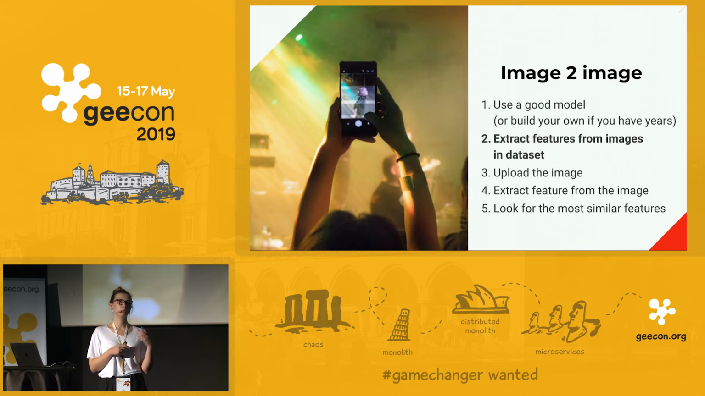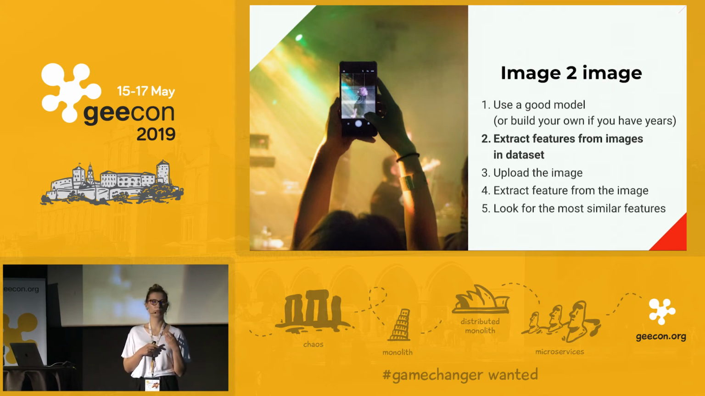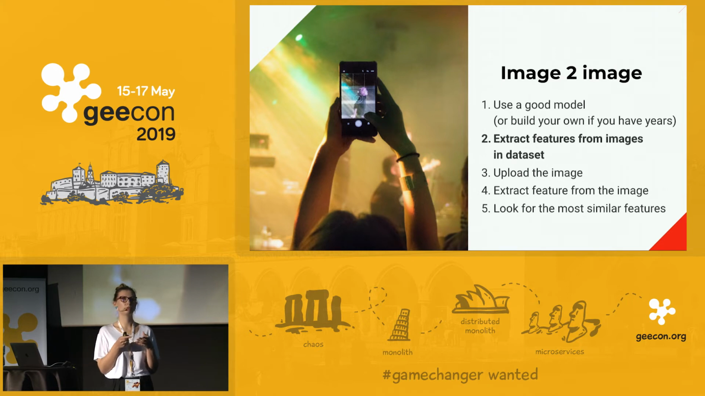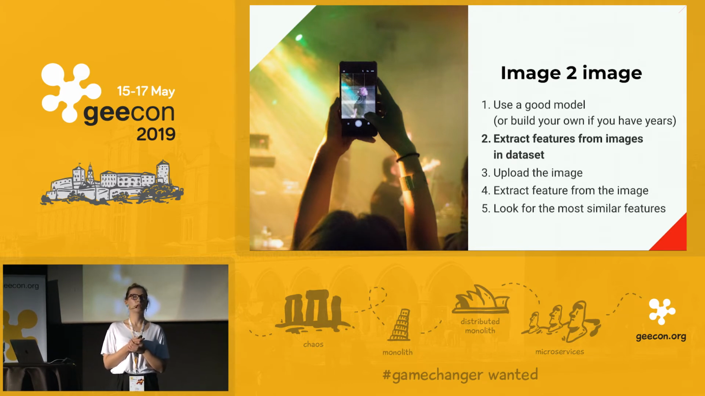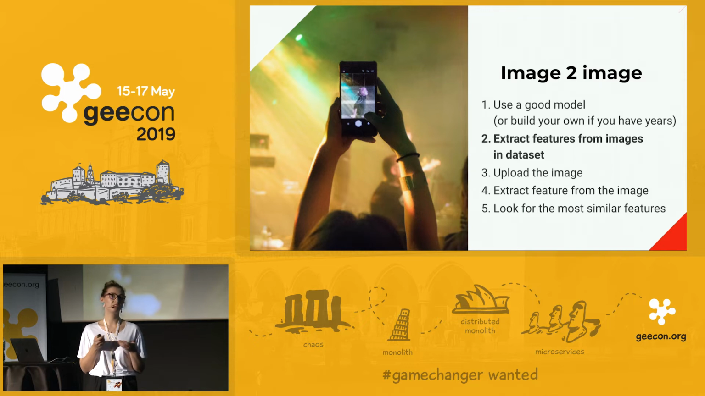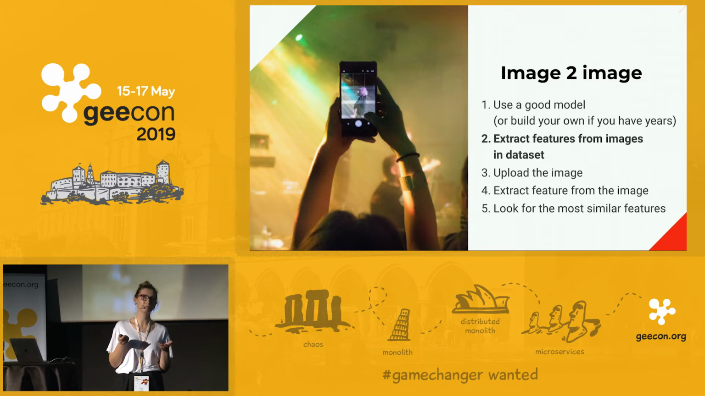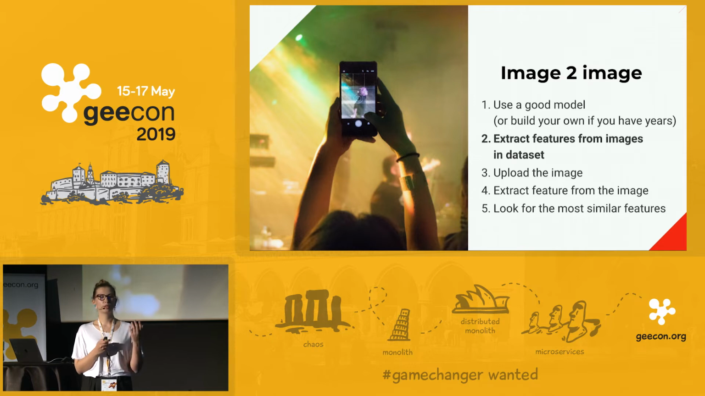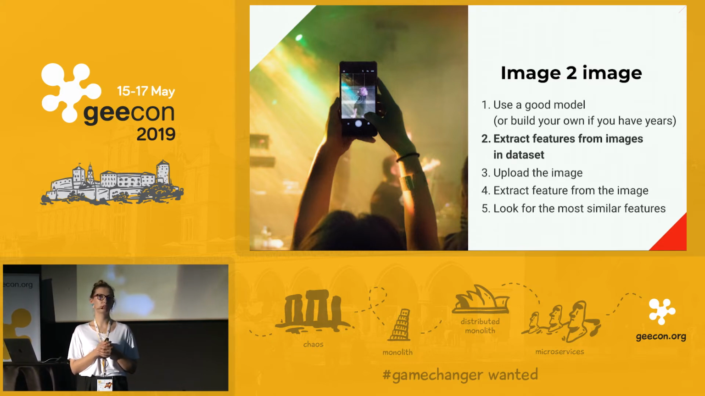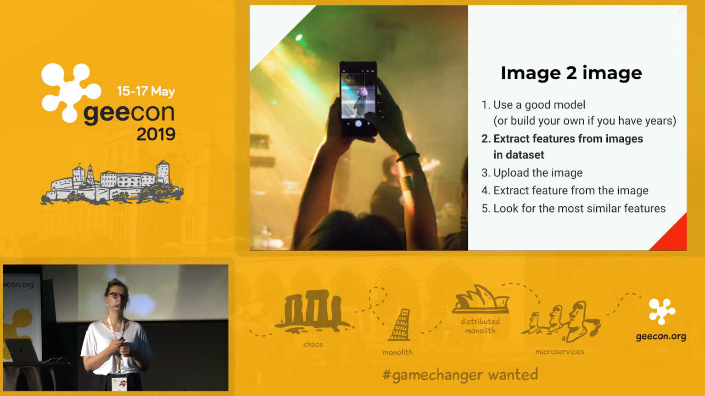Now, when you know how to do image to text search, let's talk about image to image. So you pick a good model. If you have some spare years to use, you can build your own. Some companies that use image to image search claim they worked on the model for 15 years. So if you have time, be my guest. Then you extract the features from images in your data set, and this is the heaviest task. So it needs a lot of time, needs a lot of computation.